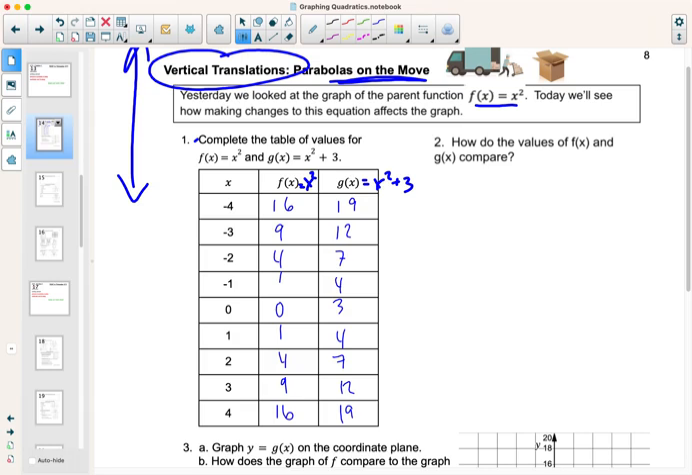Okay, so you should have all those things. How do the values of f(x) and g of x compare? Well, it's pretty simple to look at. What happens every single time? g of x is 3 more than f of x. Makes sense, doesn't it? Isn't that the only difference in the two functions? It's the only difference. So there you go.